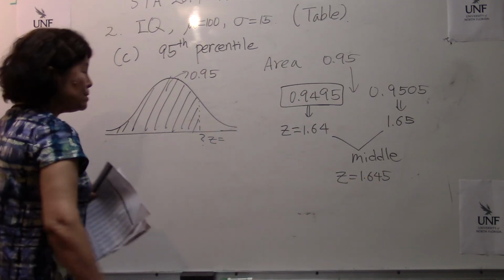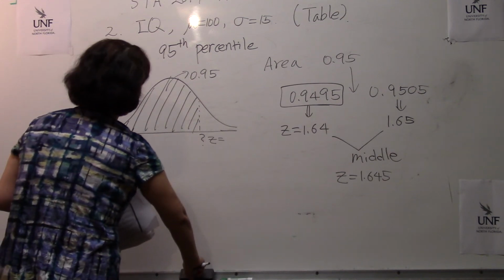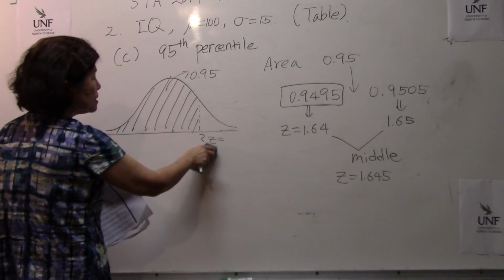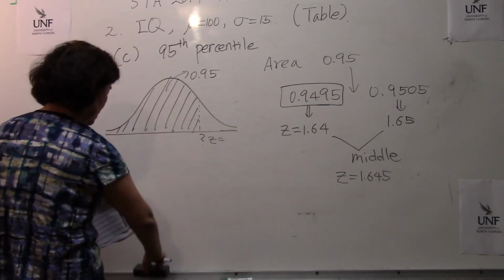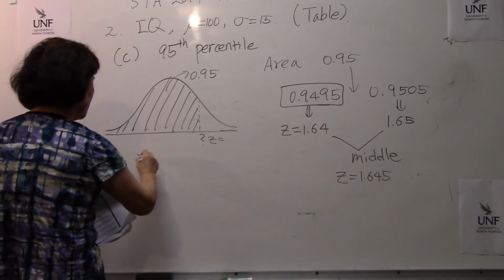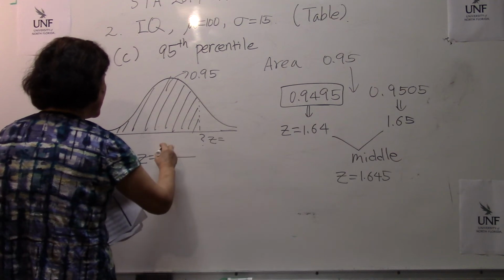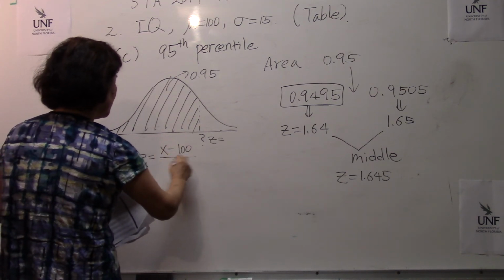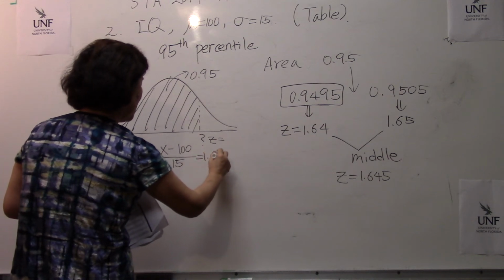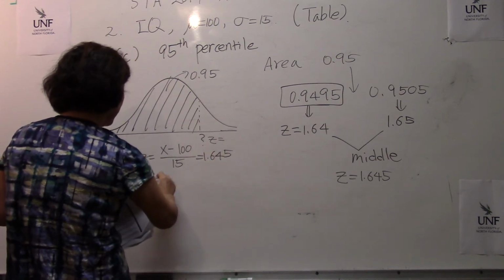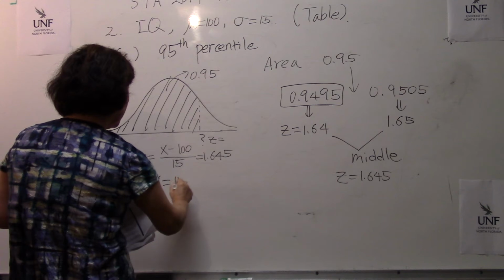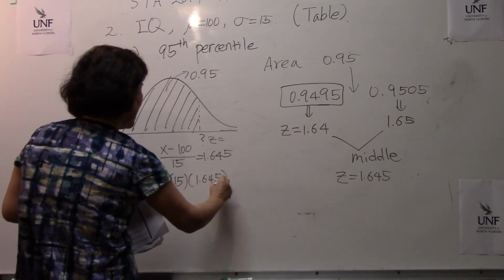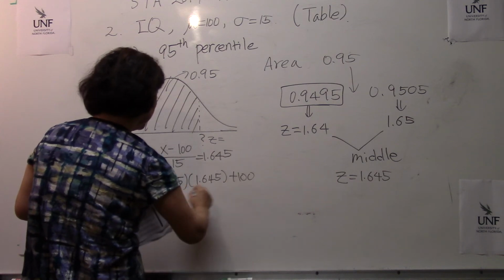Okay? So once you find the z-score, what's next? Of course, we have to find the IQ score corresponding to z. So what is x? Well, we go back. Z is x minus 100 divided by 15, which is 1.645. So x equals 15 times 1.645 and then plus 100.